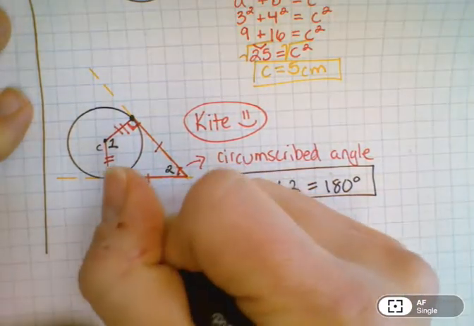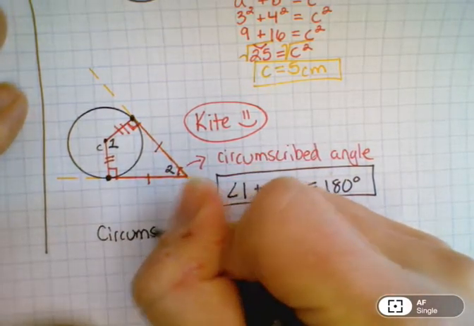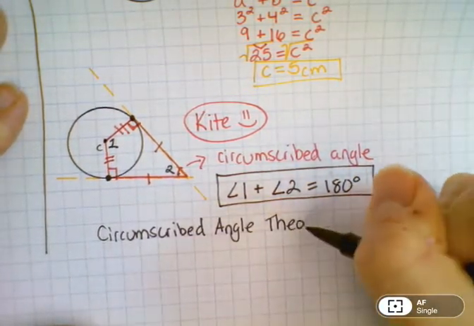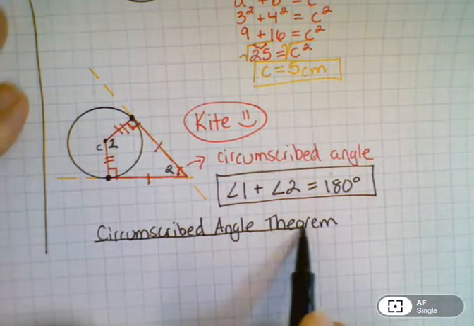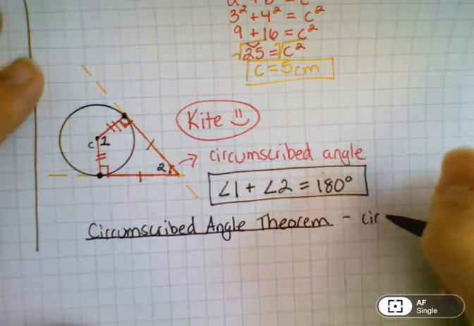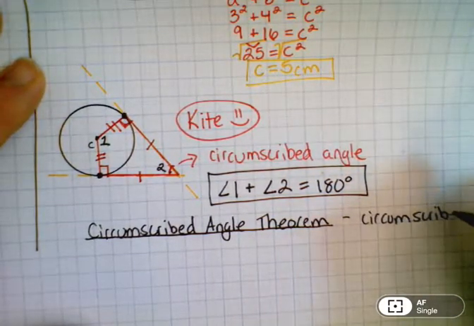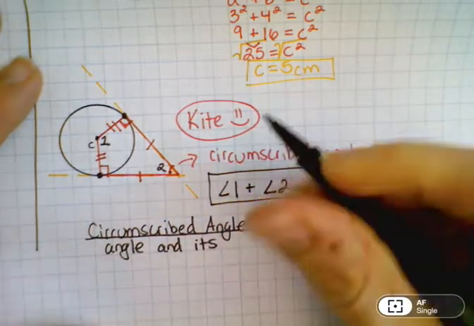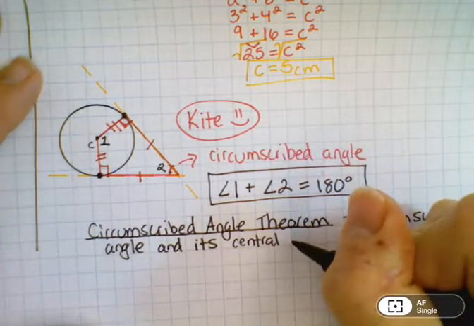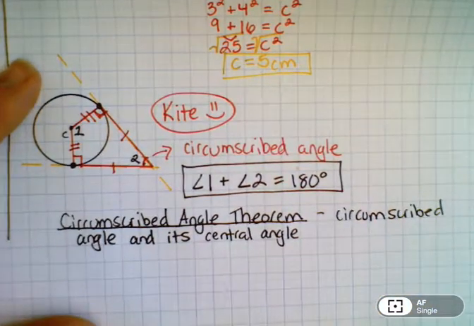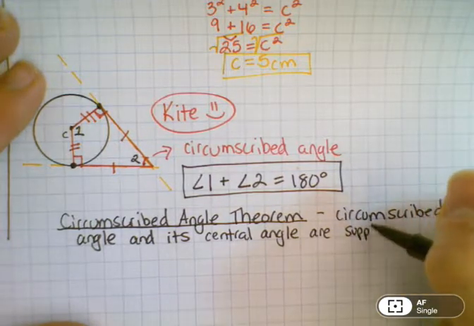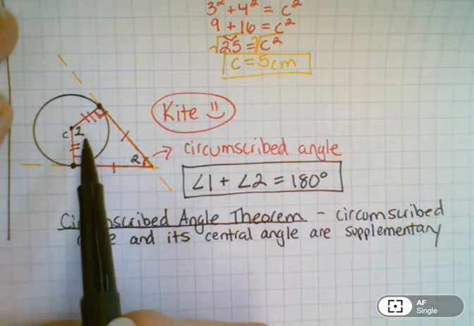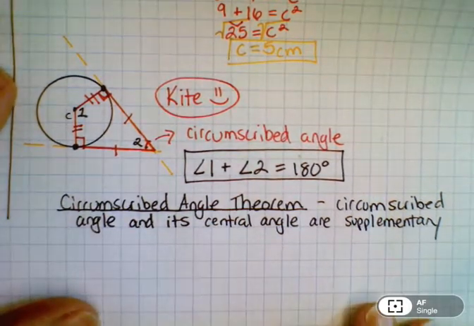And there's a theorem. We need to write it down. It's called the circumscribed angle theorem. And it states that a circumscribed angle and its central angle, can you see that? There we go, are supplementary. So all that's saying is this circumscribed angle and this central angle, angle 1, they are supplementary. And the reason is because we have a kite here.